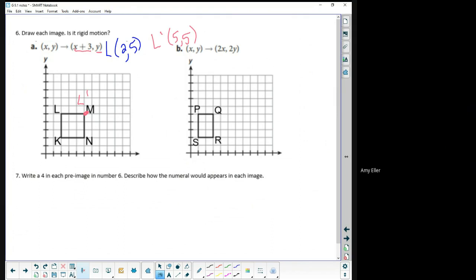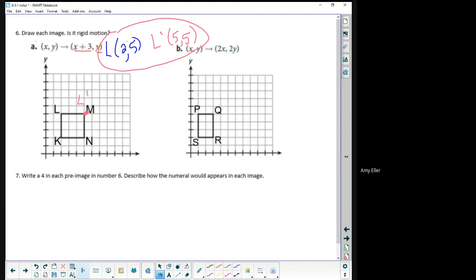We don't want to call it L because we already had an L. But we want to tell people, hey, this is where L is going. That's why we call it L prime. Now, can you tell from the picture? All I had to do was just slide it over 3 in the x direction. Do we really have to write out the points every time to slide something over? No.